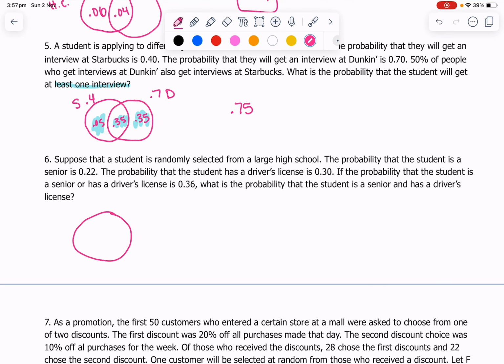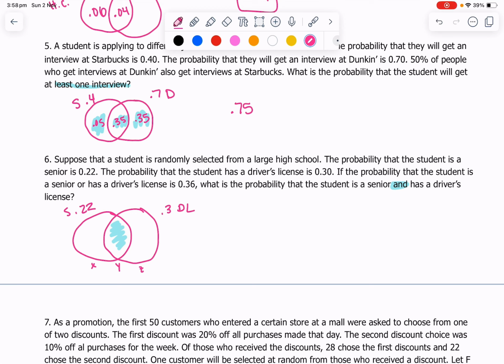All right, probability of being a senior, 0.22. Driver's license, 0.3. In total, it's 0.36. And we want to know the probability that they are a senior and have a driver's license. So, and we're looking for the middle. So I like to label the three zones X, Y, and Z.